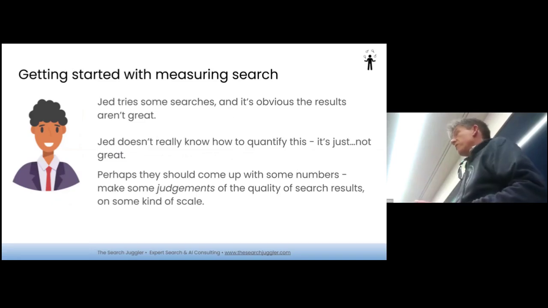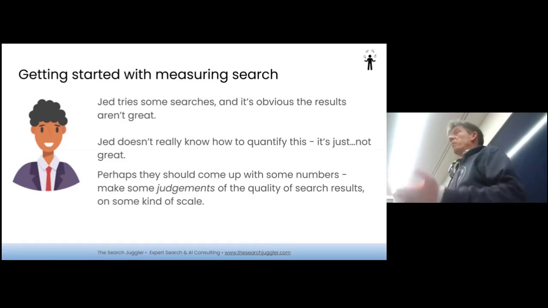So Jed tries some searches, and it's quite obvious the results aren't great. They don't really know much about what Superco sells, so they're not really sure how they're going to say whether it's great or bad or middling. But they are generally thinking they should come up with some kind of numbers, some kind of metrics to say, this is how good search is today, and then maybe how are we going to improve search tomorrow.